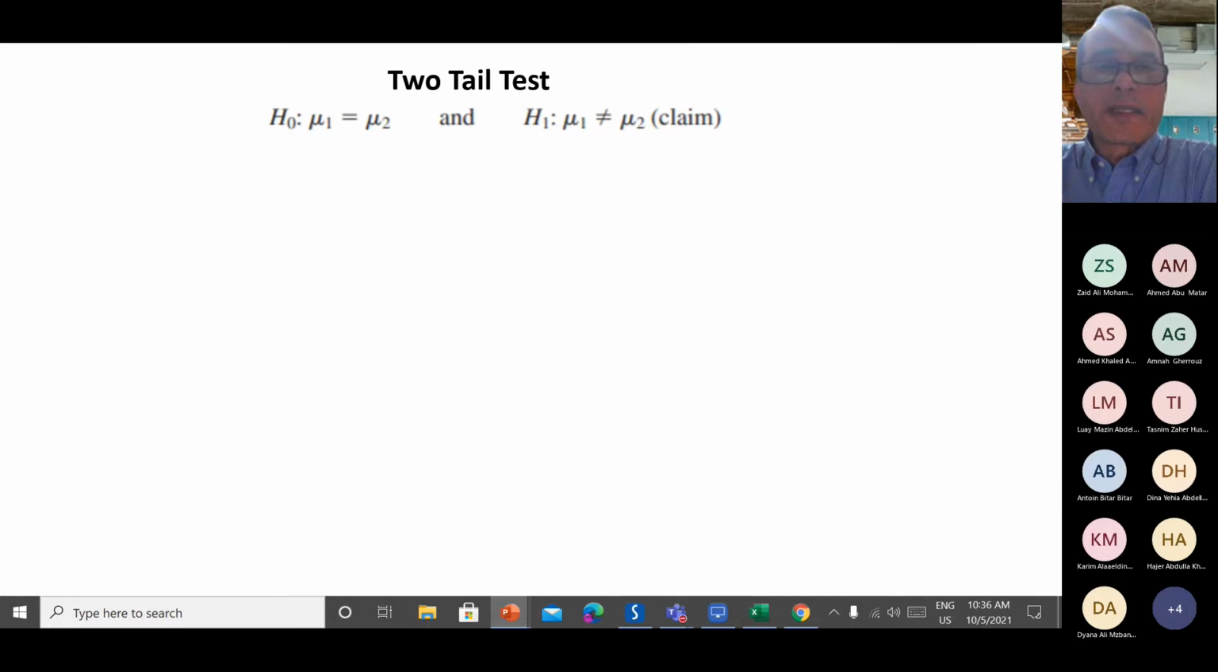If you have a two-tail test, you are going to say the mean of the first population is equal to the mean of the second population, or they are not equal. In this case, not equal, they call it a two-tail test. So you are going to divide your alpha, or the level of significance, into two pieces: alpha over 2 to the right, alpha over 2 to the left, right? So you have two critical values in this case.